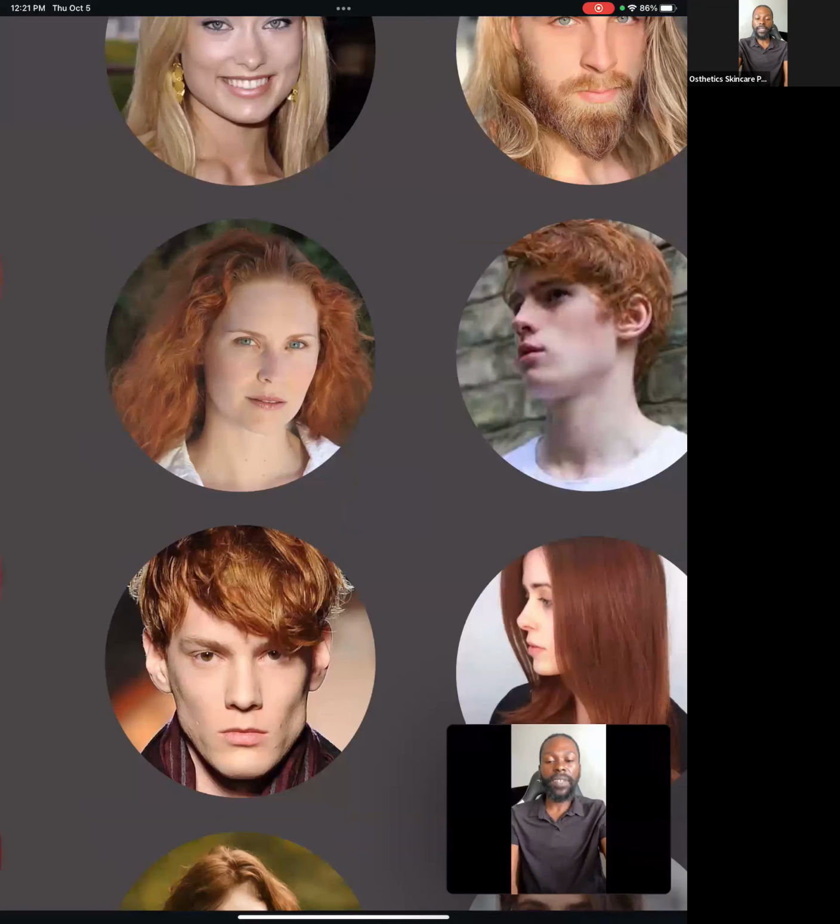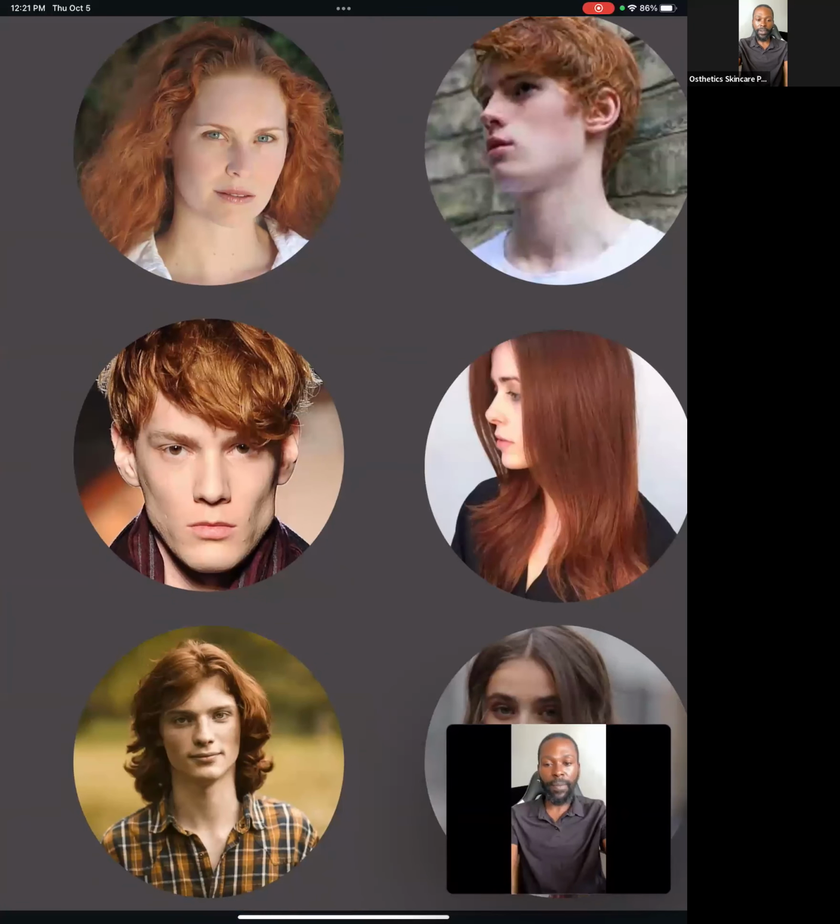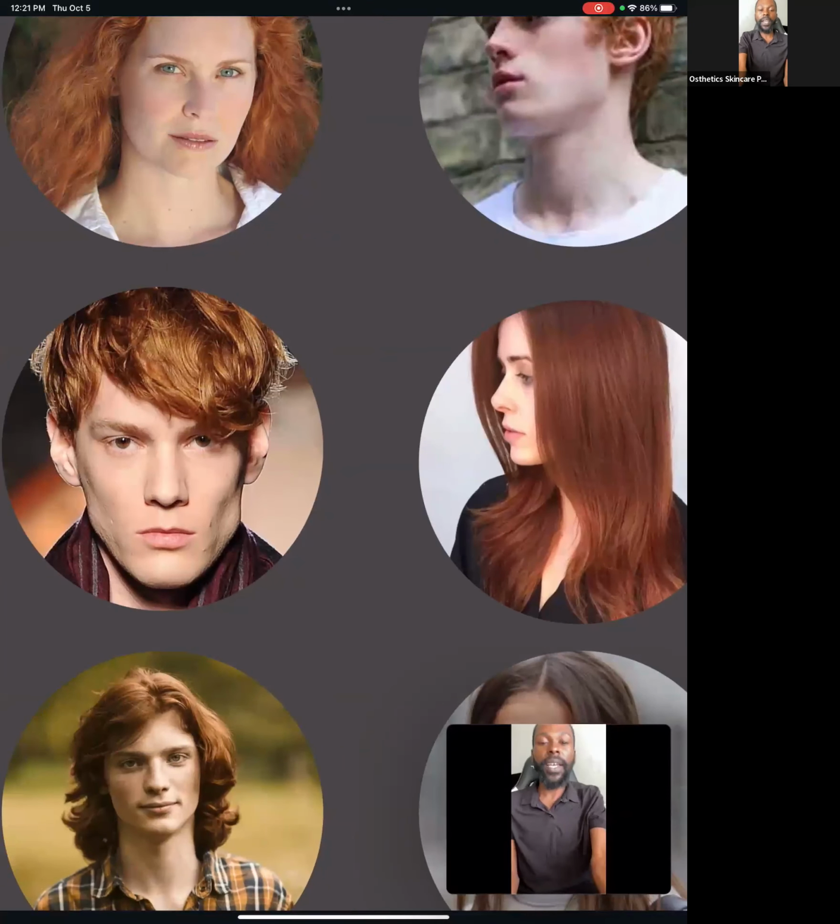And then we have this young man and this lady right up under him, under them. They are redheads, but I actually didn't even catch this. This young man here also has eumelanin showing up. Can anybody tell me where the eumelanin is showing up for the young man on the left-hand side? Anybody?